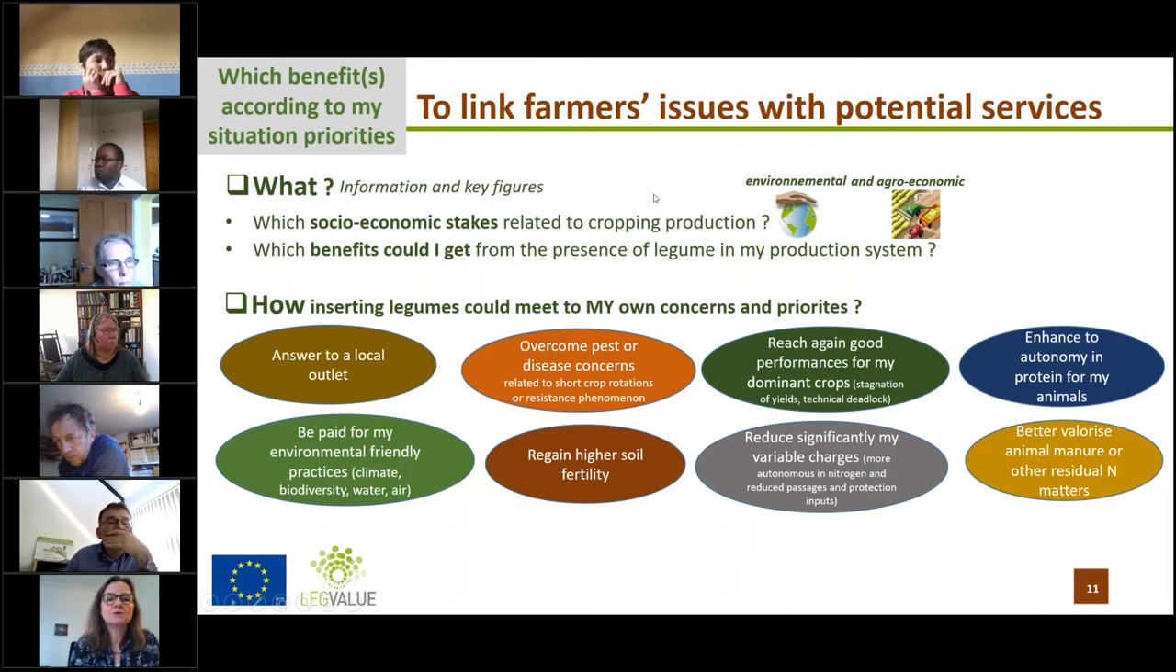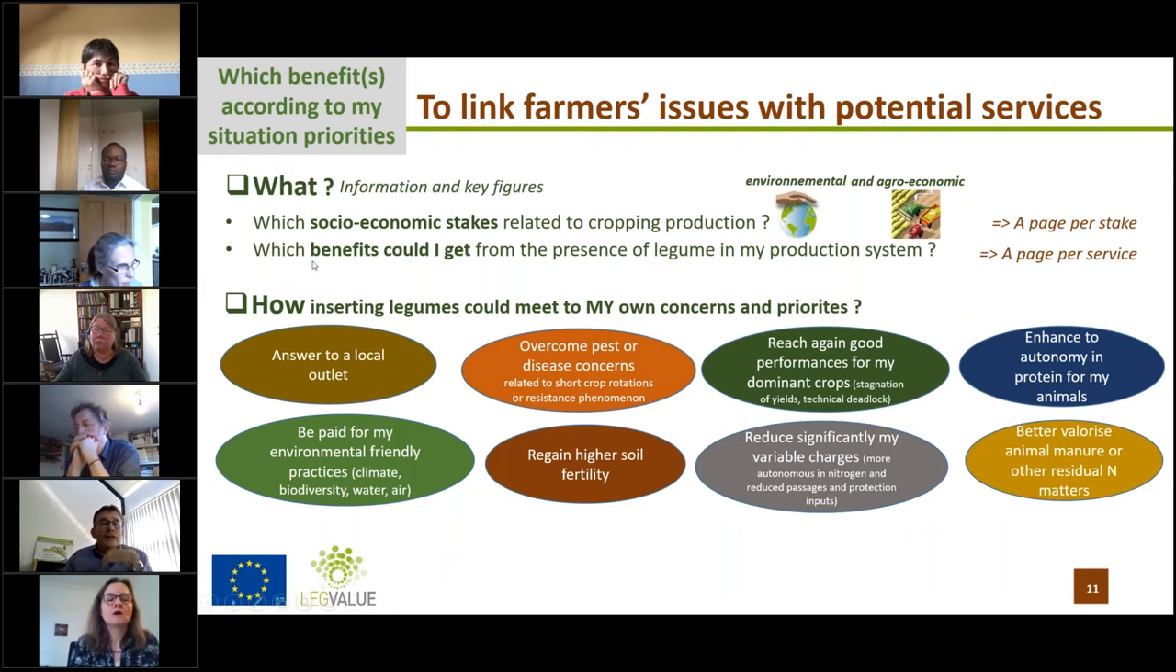information and key figures about the socioeconomic effects related to cropping production, both at the environmental level and at the agroeconomic level. It will provide information about the different benefits you could get from the presence of a legume in my production system, and we have already spoken a lot about the different ecosystem services, which are the source of these benefits. This will be a page per stake or per service to provide information.